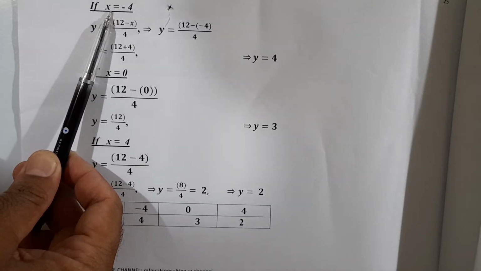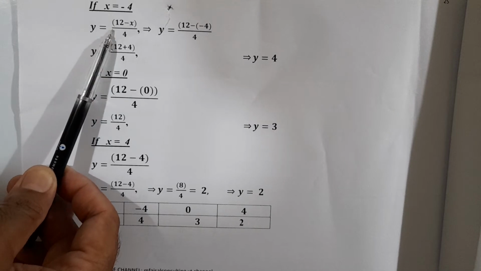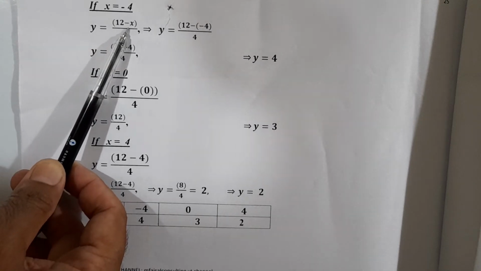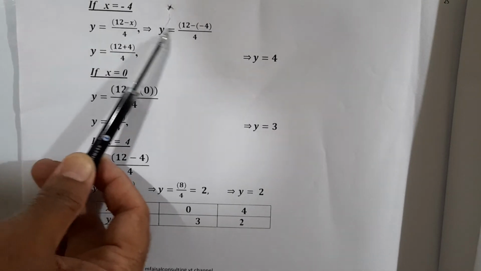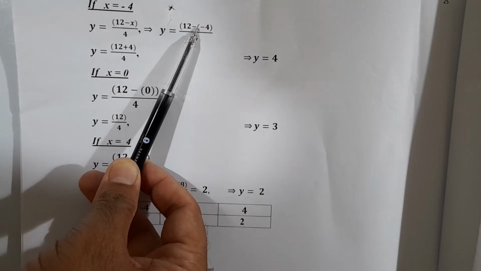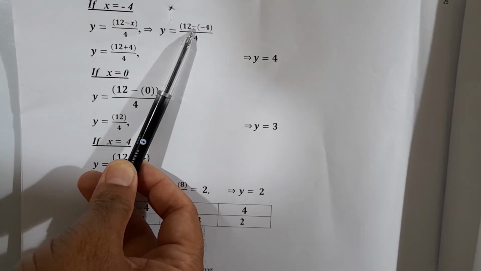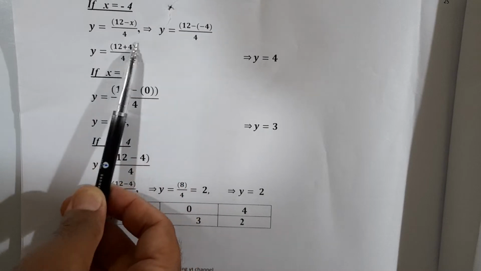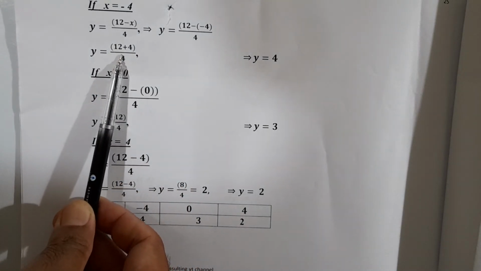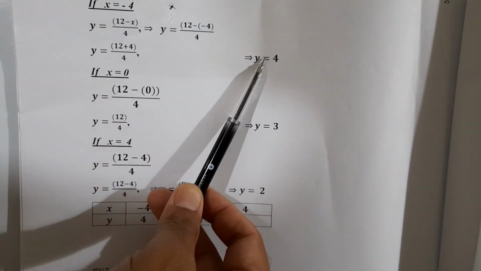So when x is equal to minus 4, the equation is y is equal to (12 minus x) divided by 4. We're replacing x with minus 4. 12 minus, bracket start, minus 4, minus becomes plus. So 12 plus 4 is 16. 16 divided by 4 is 4. So y is equal to 4.